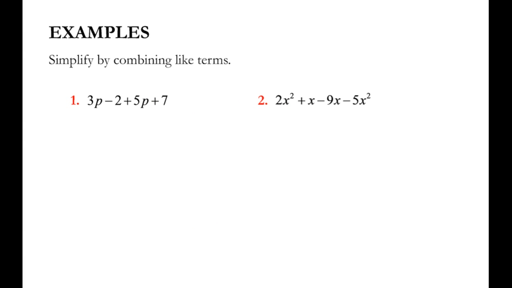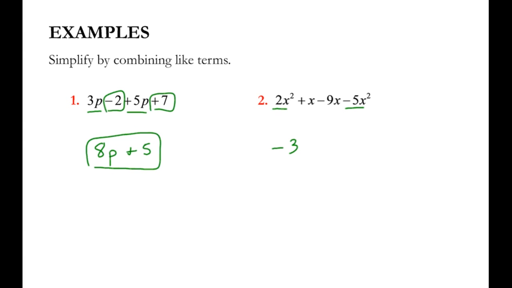Just to practice a little bit more, I hope you can identify 3p and 5p are your like terms here, and negative 2 and positive 7 are your like terms. You get it down as far as you can and then stop. 2x squared and minus 5x squared are your like terms. Positive x and minus 9x are your like terms.